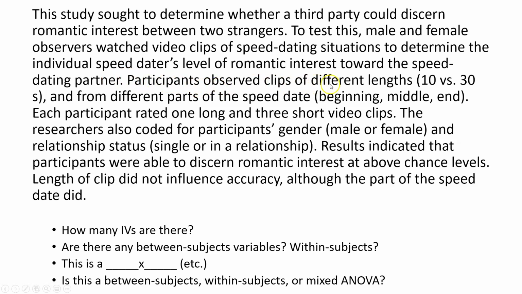Participants observed clips of different lengths. Some of them were 10 seconds, some of them were 30 seconds. And from different parts of the speed date. Some of them were in the beginning, some in the middle of the date, some at the end of the date. Each participant rated 1 long and 3 short video clips. The long one could have been in the beginning or the middle or the end, and the short ones could have been the beginning, middle, or the end. But the point is that they watched some long and some short, and they watched some at different stages.